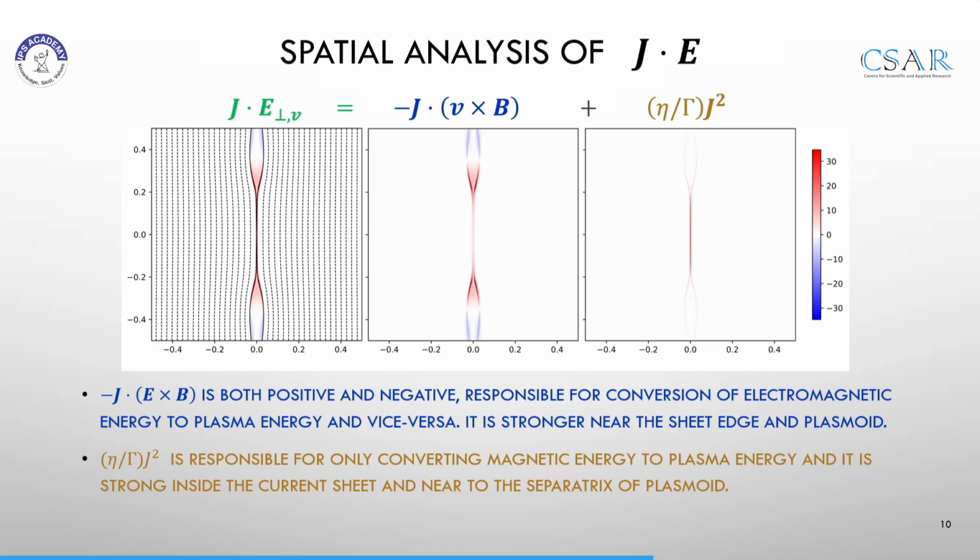And if we separate it out, we see that the convective electric field is both positive and negative, that is, it gives energy to the plasma and takes it away, and it is stronger near the sheet edge and the magnetic island. So this is the magnetic island, this is the sheet edge. And the resistive electric field is only responsible for giving energy to the plasma, and it is stronger inside the current sheet here and near the separatrix region of the plasmoid. So these are the regions where most of the energy conversion takes place, and that is why when they move out of the simulation domain, our energy conversion graph was dropping.